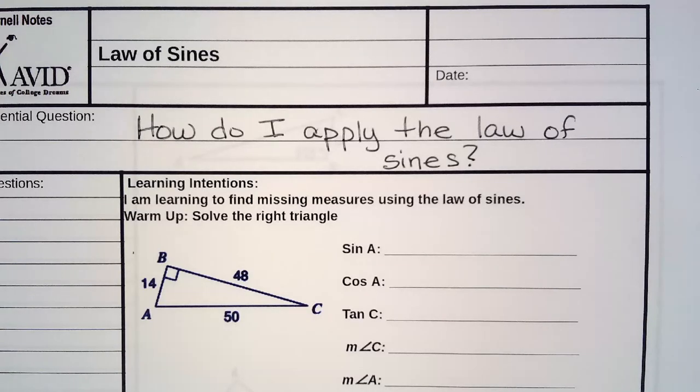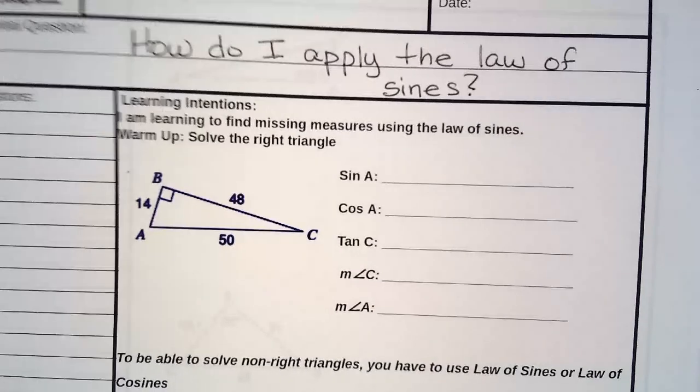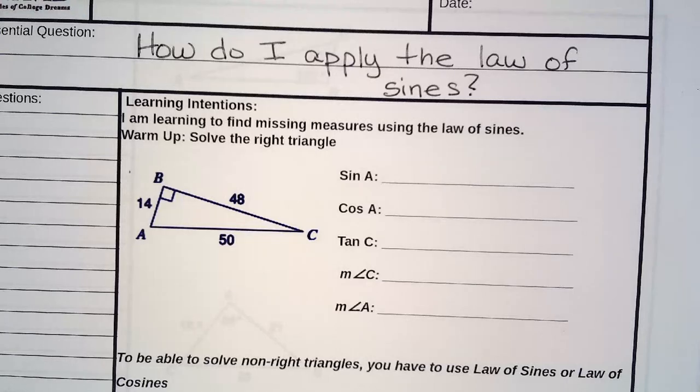So how do I apply the law of sines is our essential question. Your learning intention: I'm learning to find missing measures using the law of sines. So you're starting out with the right triangle, and you're going to find the sine of A, cosine of A, tangent of C, and then the measure of the two angles that are not there. So pause the video and see if you can find the sine, cosine, and tangent of the angles.